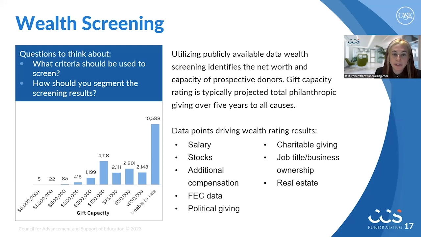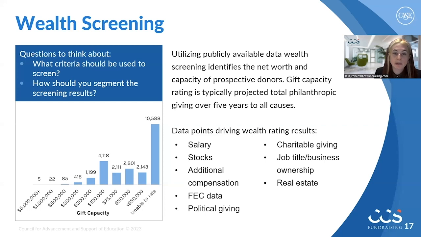So if someone can give $100,000, that means they can give a 5-year pledge of $100,000 or 5 annual payments of $20,000, for example. That's why it's really important when talking to these households to really understand where your institution falls in their philanthropic priorities.